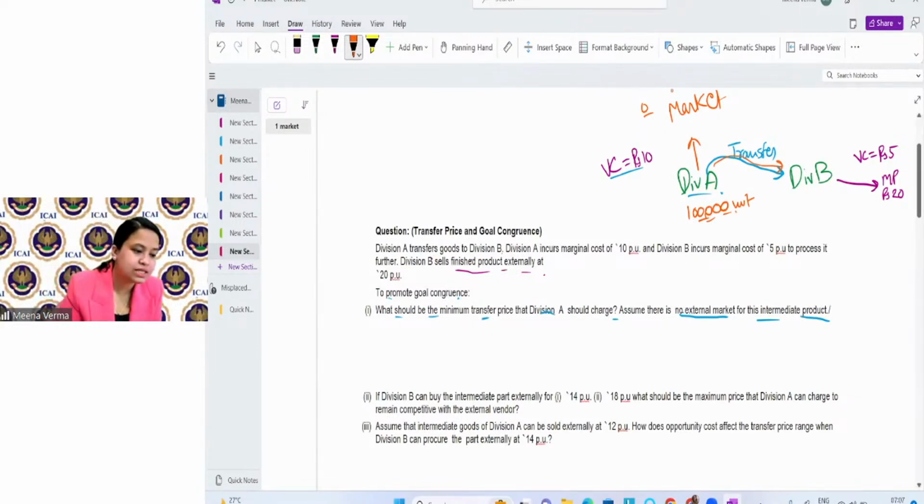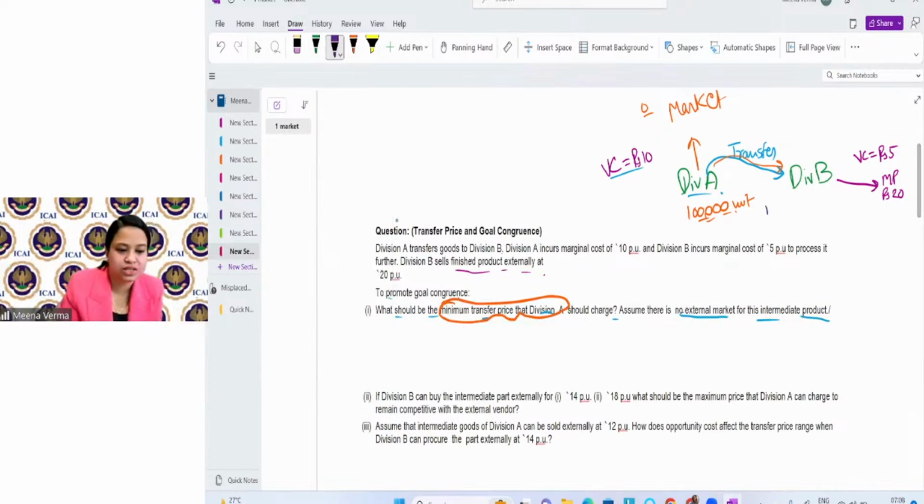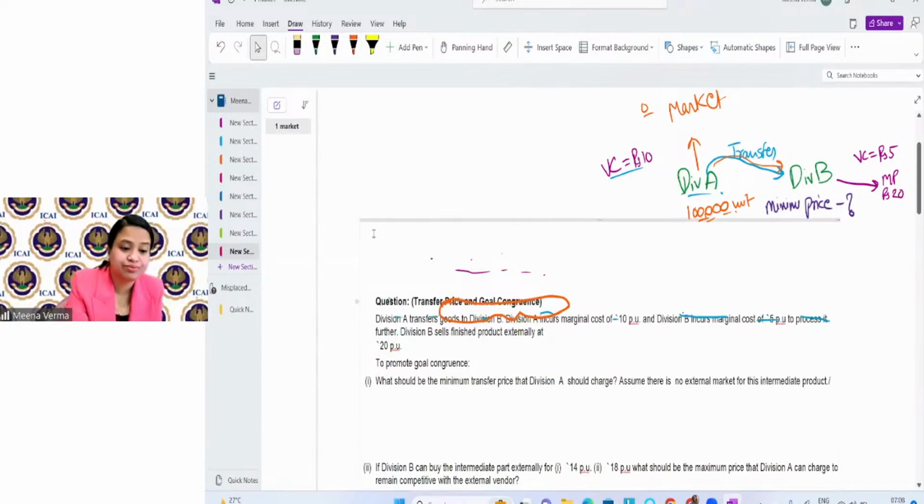Now they're asking what will be the minimum transfer price that Division A should charge. What should be the minimum price they should charge here? What should be the minimum transfer price they should charge you?